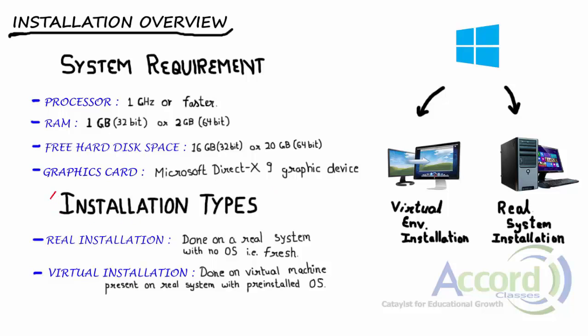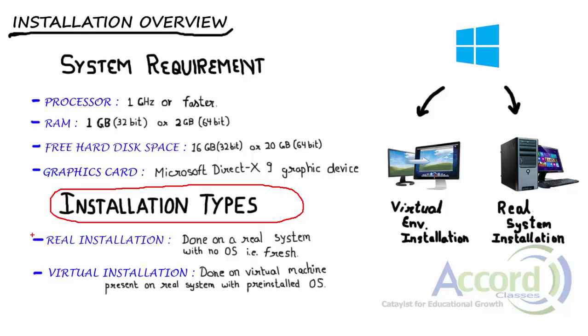Next is the installation types. As you can see, there are basically two types of installation. The first is the real installation, that is done directly on the system that has no operating system on it, or if it has an old operating system on it and you want to install Windows 8.1 on it, then it is also a real installation. Now second is the virtual installation. First, we will focus some light on the real installation.